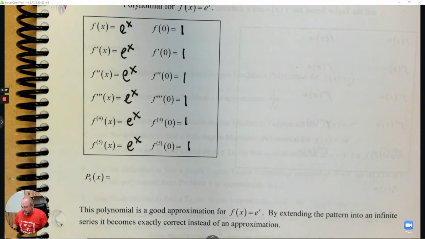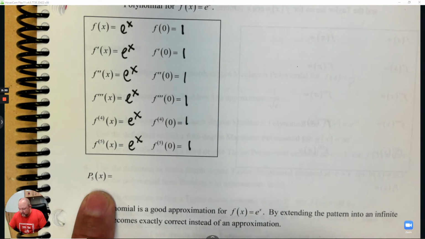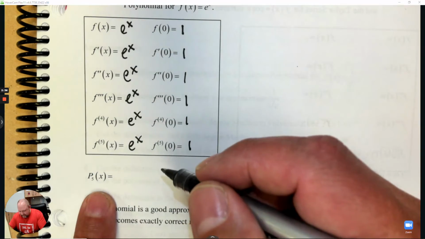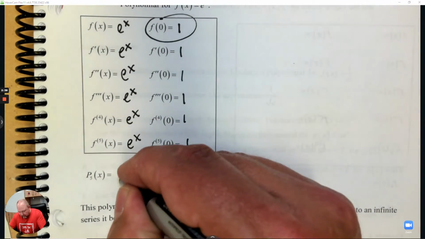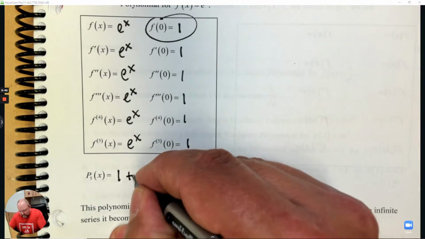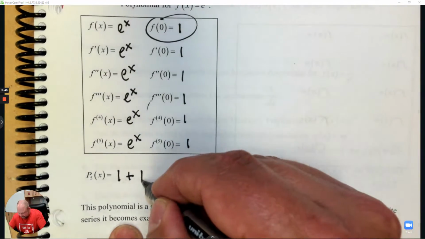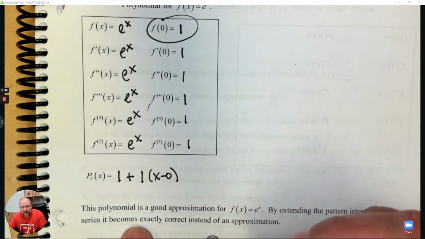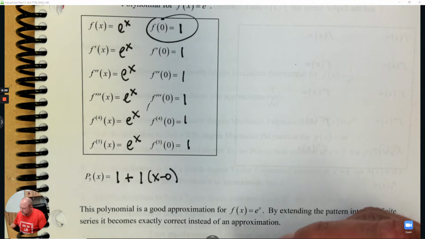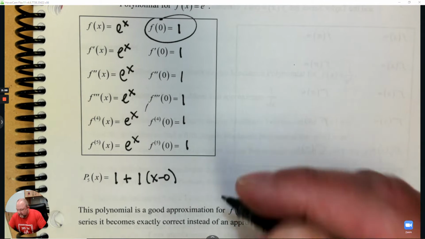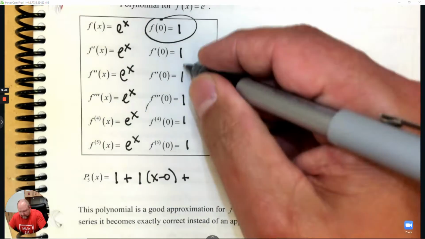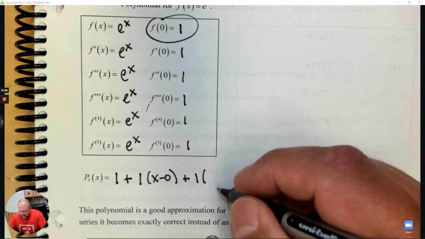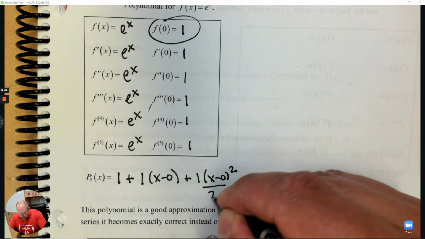Now the key is to remember what was on the page before in the box. And so it starts with f at c. So it starts with this right here. So it starts with 1. And then the derivative at that is 1. And then it's x minus c, which is x minus 0, or just x. And that's over 1 factorial, but we don't need it. The next one is 1, and now it's x minus 0 squared over 2 factorial.